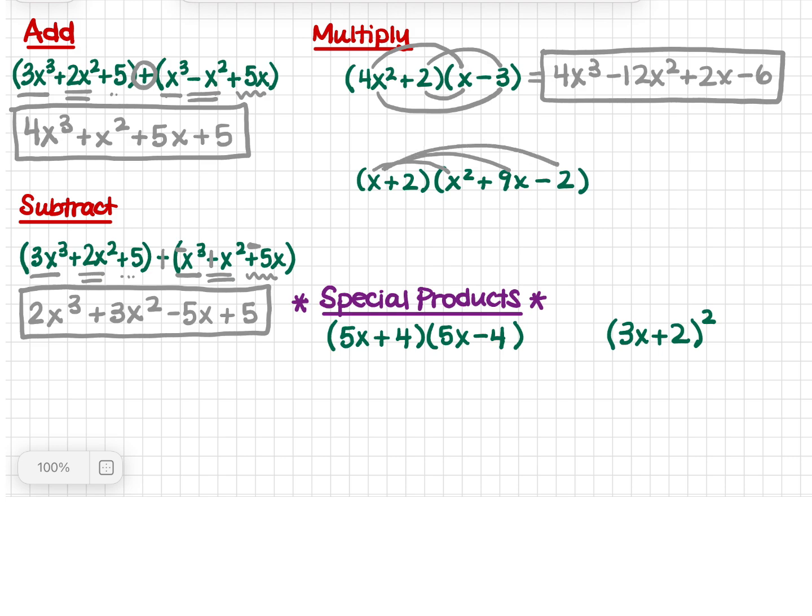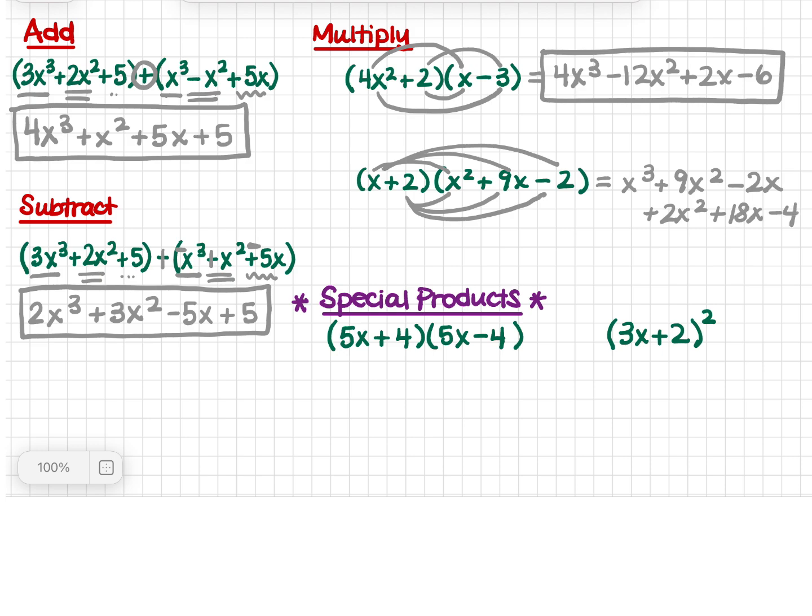it that way. If I took the x times all 3 of those, the first part would be x cubed minus 9x squared minus 2x, taking an x times each of those. And then if I took a plus 2 times each of those, I would get a 2x squared, an 18x, and a -4.